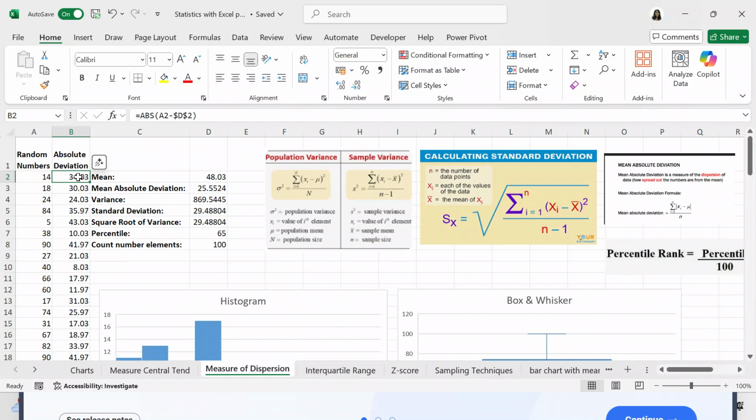And then you take the absolute value of A2 minus D2, and you put that in, copy that down to all 100 values. And then what you do is you get the mean of the absolute deviation. And then this is your mean of your absolute deviation. So you've got your mean, and then you've got your mean absolute deviation, which is 25.